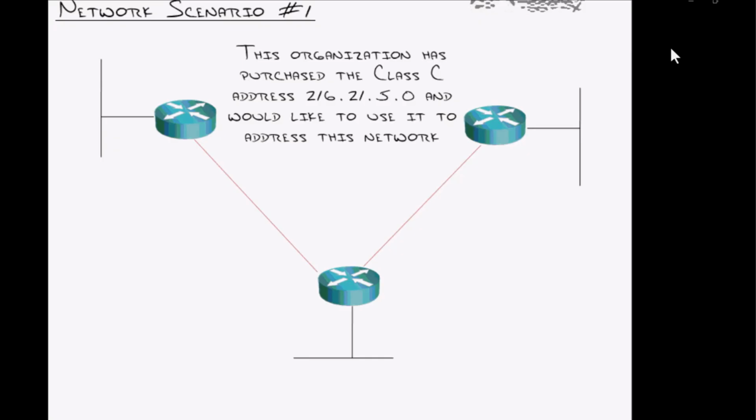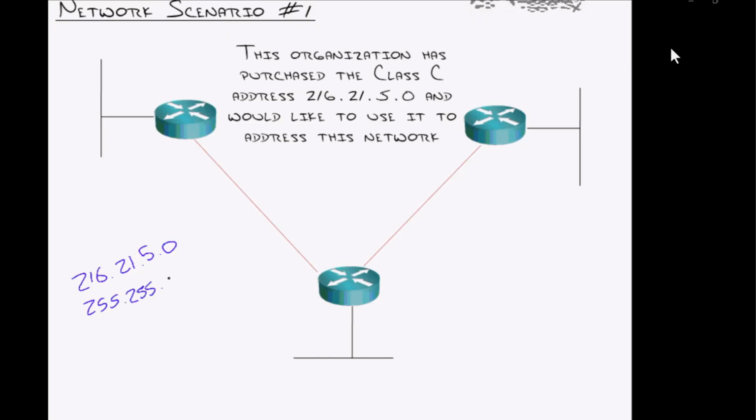We have an organization. This organization has purchased a Class C address 216.21.5.0. So they've purchased that from the powers that be, the internet, and they now want to use it to address this network. And this is a picture of their network. Now, here's the trouble, and this is why we need subnetting. They purchased a Class C network, and let me just write it over here, 216.21.5.0. Now, when they bought that, it's a Class C network, so the subnet mask is this.